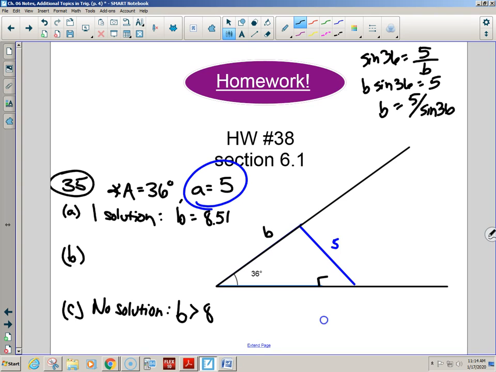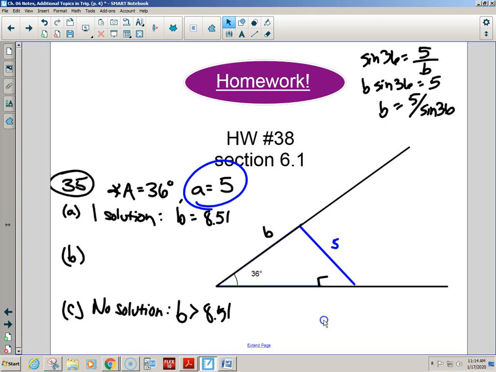So then B is bigger than 8.51. Nice thing is our logic is still good. We just had the wrong side. So then 8.5 is longer than 5. Okay, that makes sense. Wait a minute. We went just a little bit shorter. We just went a little bit shorter and he swung out.